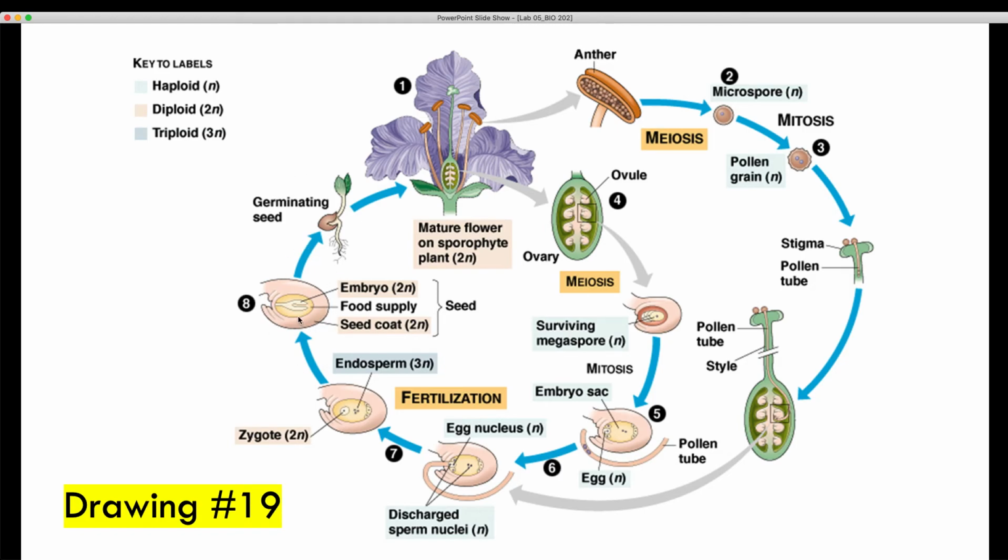It's going to grow into a seed. We have what's called a seed coat, which is a little protective layer, in addition to the food supply, which is that endosperm. And then the embryo itself is going to germinate into a sporophyte that's going to produce the flowers. And we do it all over again.